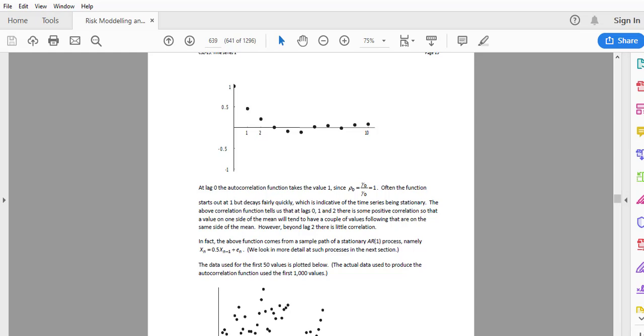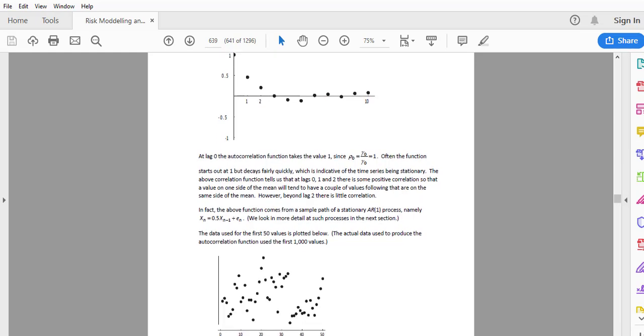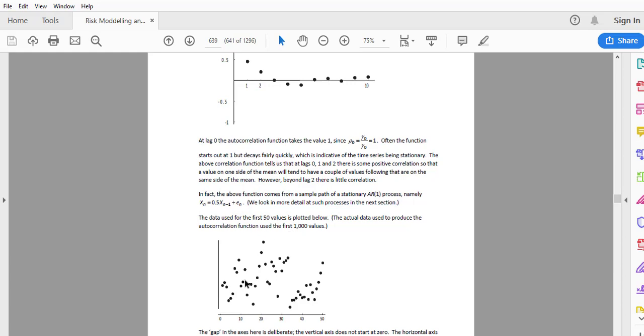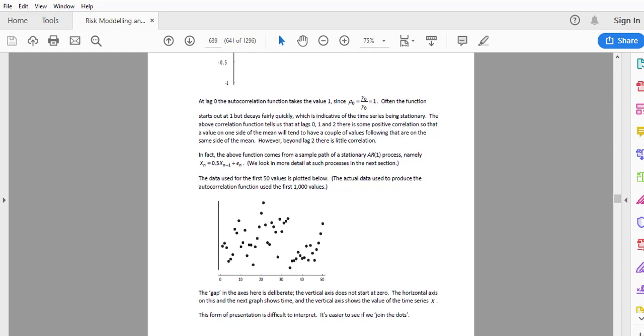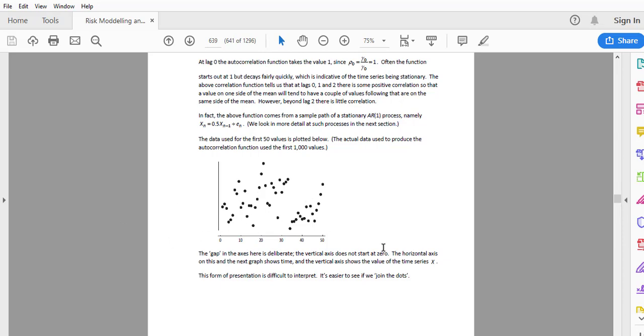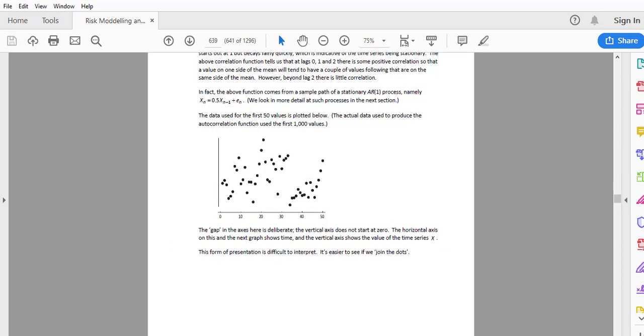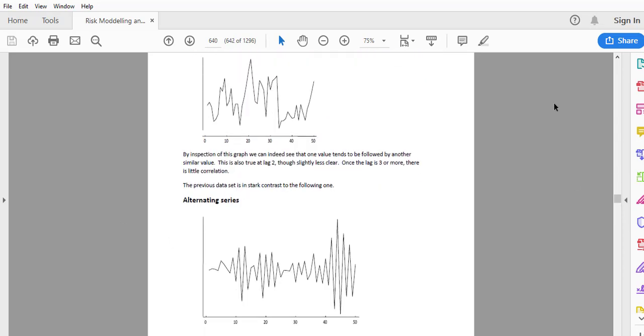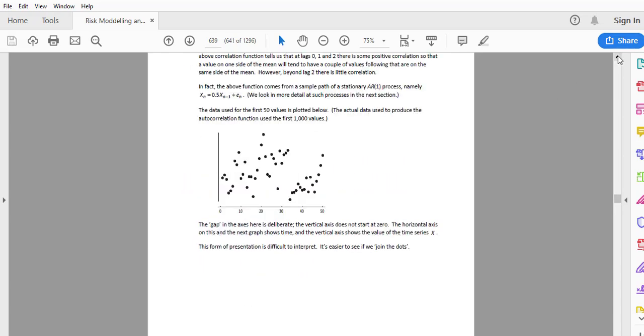Now this is a correlogram. This is the actual data which is plotted here. They have given your actual data, and this is what stationary data usually looks like. It's just random data points plotted here and there. That is just stationary. You don't see a basic trend here.